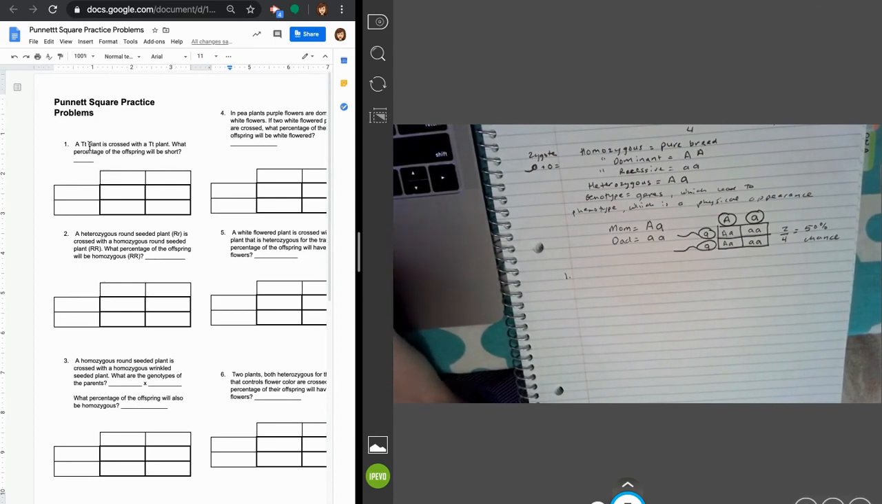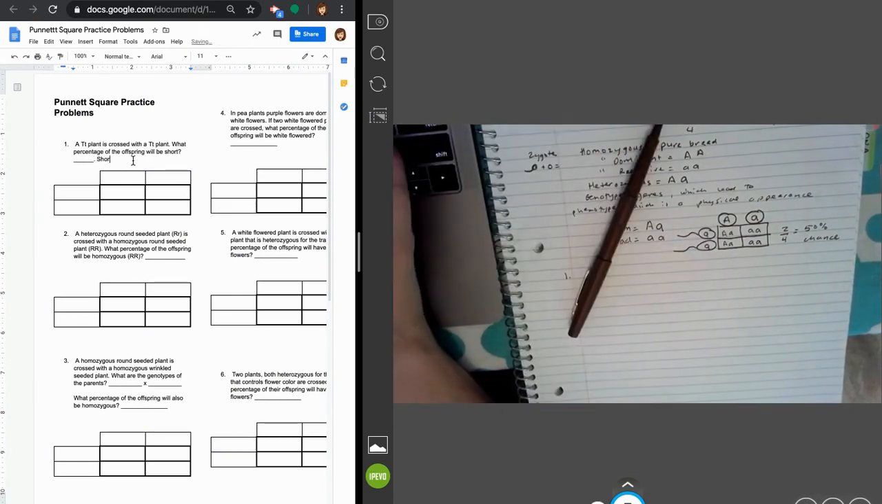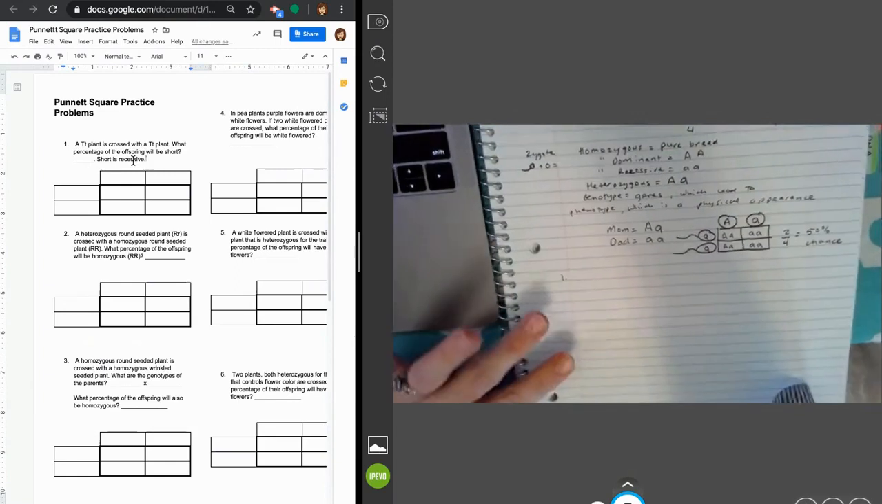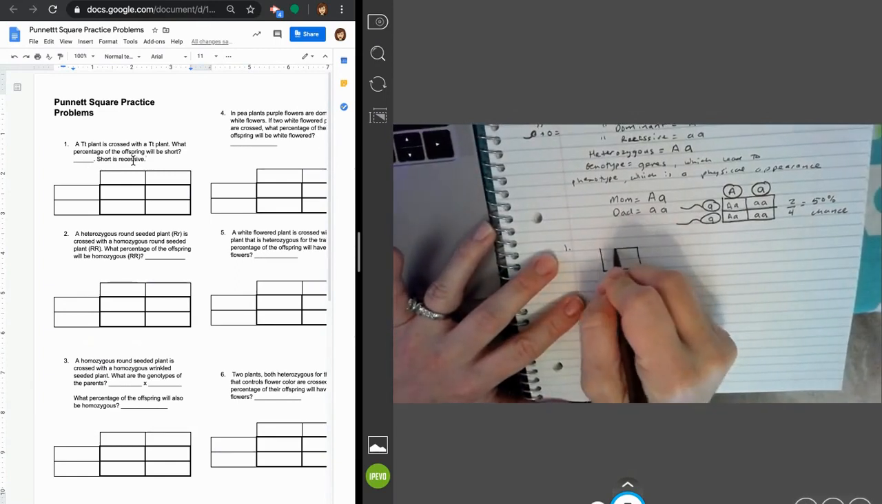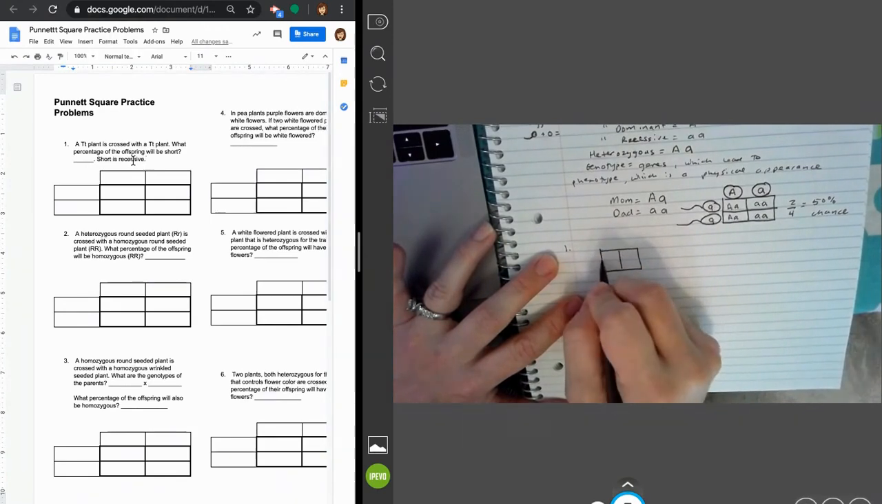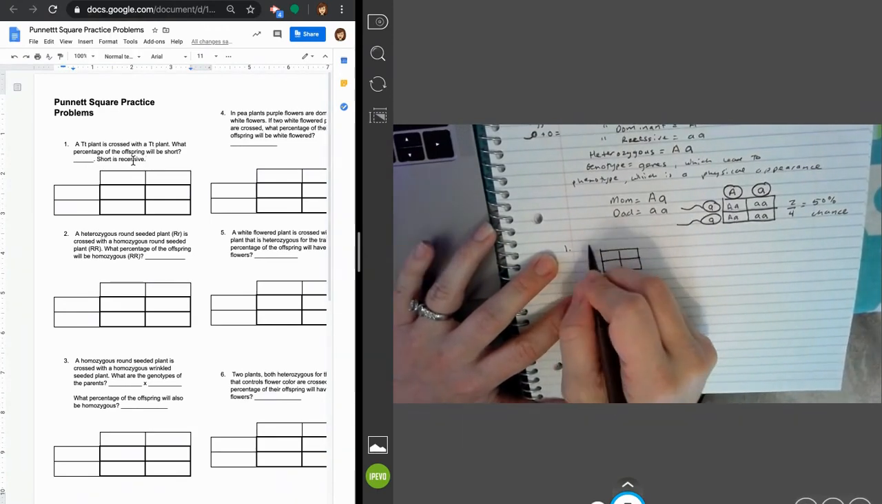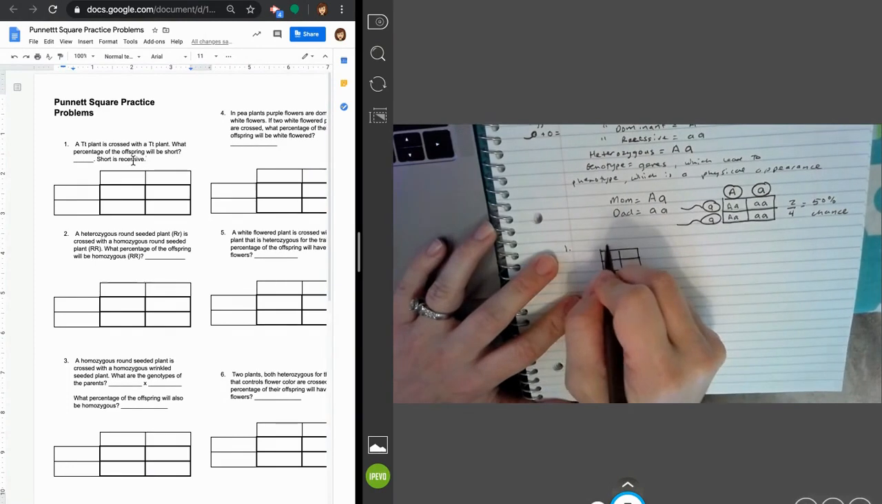A heterozygous, capital T, lowercase t plant is crossed with another heterozygous plant. What is the percentage of offspring that will be short? I'll have to define, short is recessive. It will always be defined for you. Okay, so I do my Punnett square. It doesn't matter if I put mom or dad on the side and the other on the top. You get the same answer.